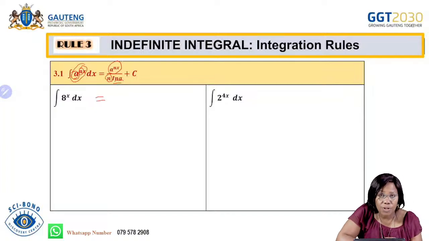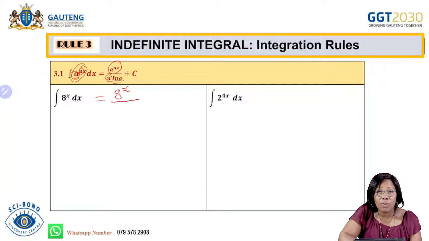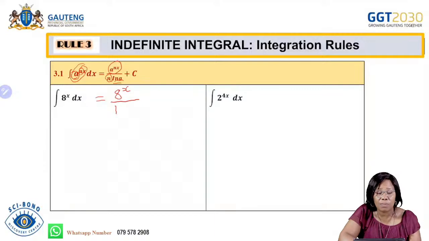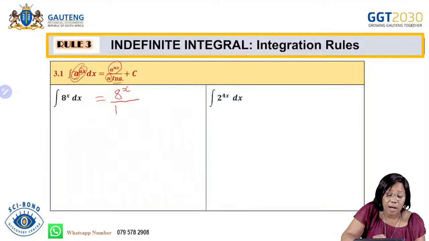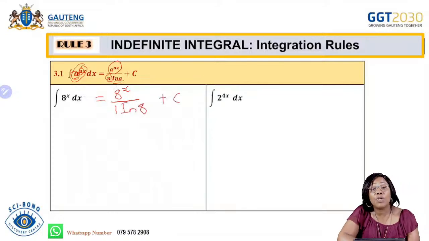Now, let's follow the rule. The rule says take the expression as it is, that is 8 to the power x. On the denominator, take n. n is the coefficient of x. In this case, it will be 1. So it's fine if you don't write it, but you can even write it to remember there's a 1 there. And then we have ln of a. What is the a value there? The a value is 8. And then the plus c. Don't stress about the rules, grade 12.